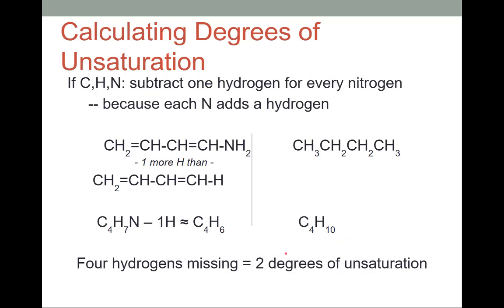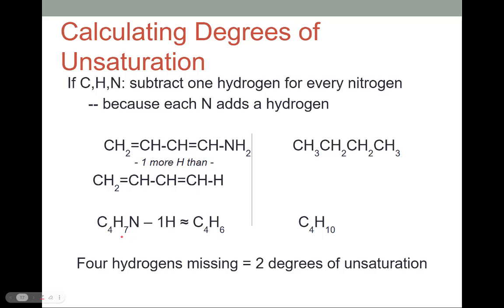And the one that trips people up the most is nitrogen. I have to subtract 1 hydrogen for every nitrogen, because every nitrogen ends up bringing with it an extra hydrogen. See here in the structural formula, if I have an amine like this, and I compare that to not having the amine, I can see that I've added in 1 extra hydrogen.